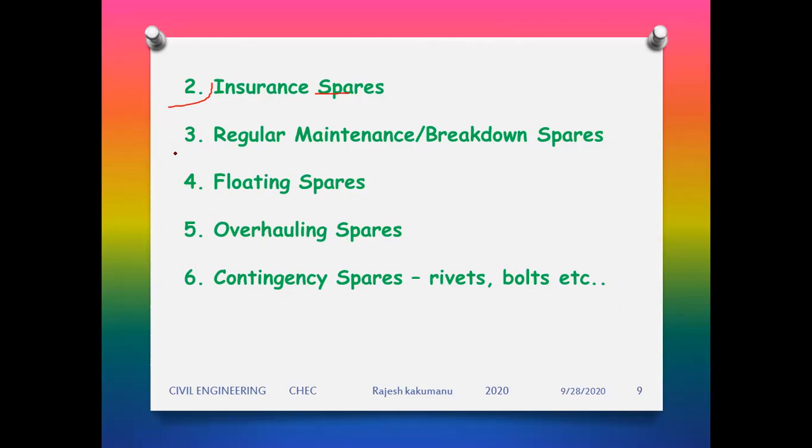Next, the third one, regular maintenance spares. Regularly you go to the office and come back, right? So whenever you are doing some sort of regular maintenance, that is your cleaning, that is your checking of oil, like this. Next one is breakdown spares.